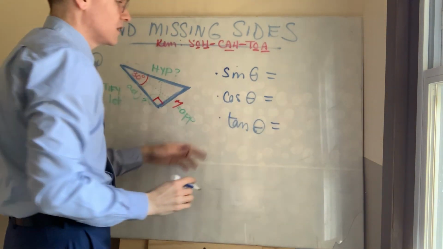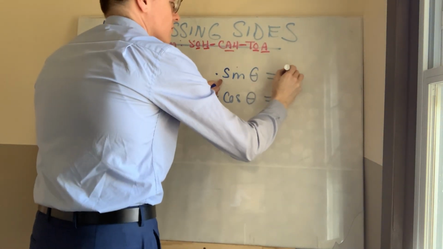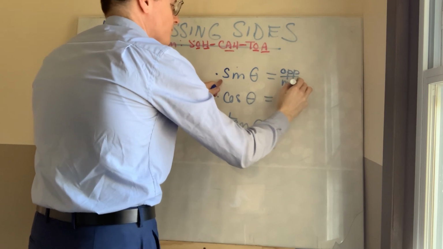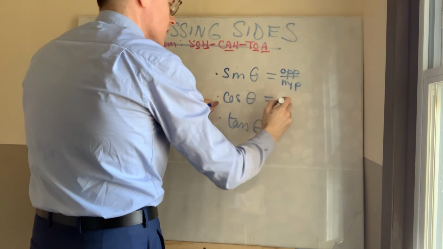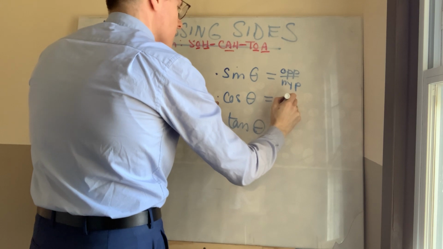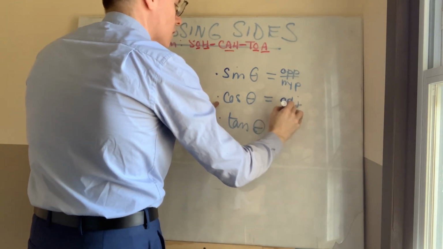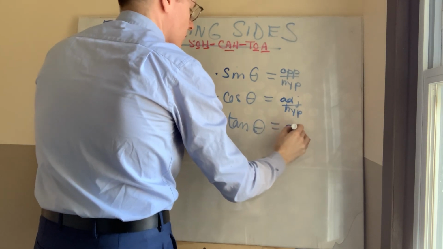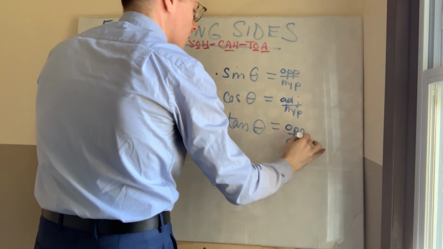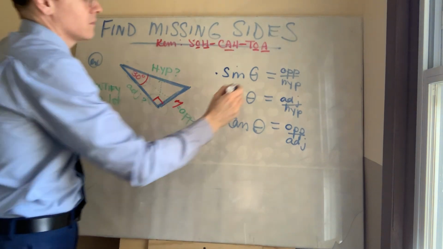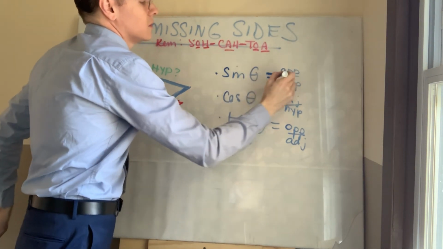Remember what they equal. Sine is opposite over hypotenuse. Cosine is adjacent over hypotenuse. And tangent is opposite over adjacent. This was a little bit neater.